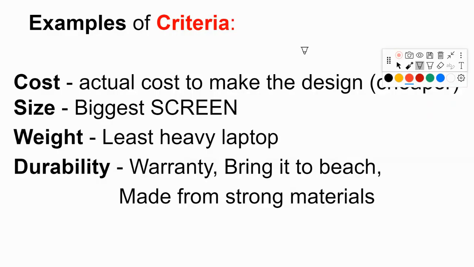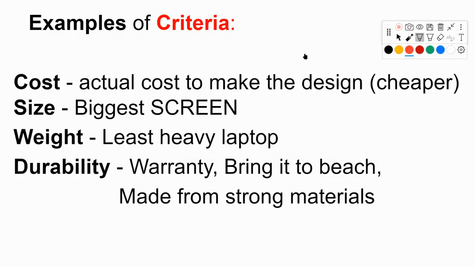So examples of criteria, again, you've seen the actual cost as opposed to the maximum cost as a criteria. It might be that size is a criteria, that you want the biggest screen. You might want to have the least weight. So if you're doing laptops, you may want weight to be a criteria, that you want the lightest laptop. And again, something like durability, it's resistant to sand, it's waterproof.